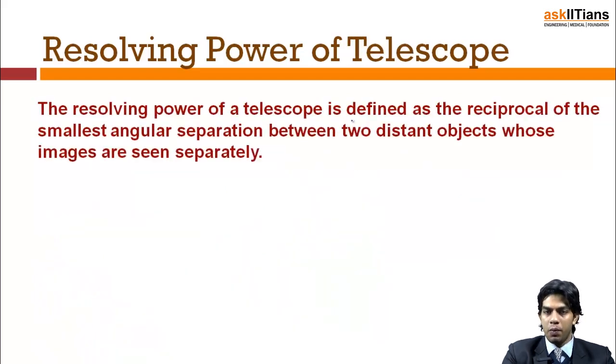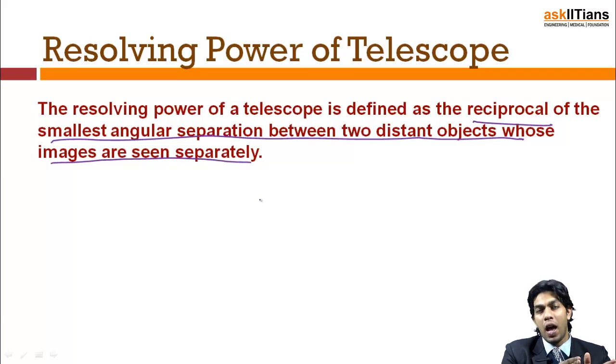Now, the resolving power of a telescope is defined as the reciprocal of the smallest angular separation between two distant objects whose images are seen separately. As the name suggests, resolving means I am able to see the two objects distinctly. It doesn't seem to me that they are one single object; it clearly seems that they are two separate objects. The angular separation between those two objects, which I am able to see clearly, is the resolving power of the telescope.